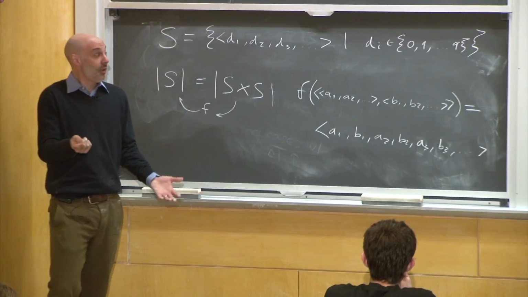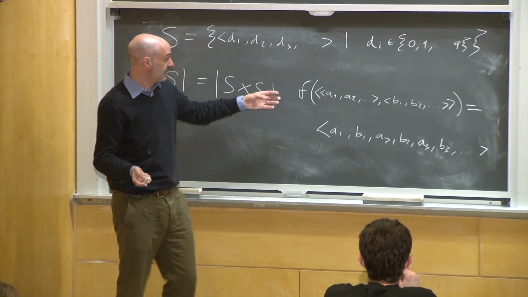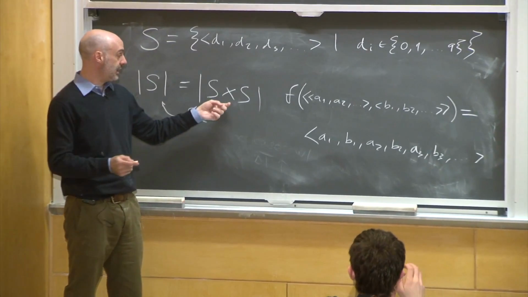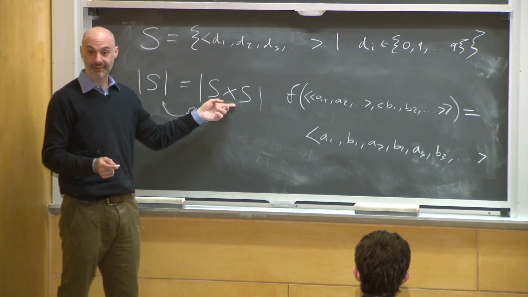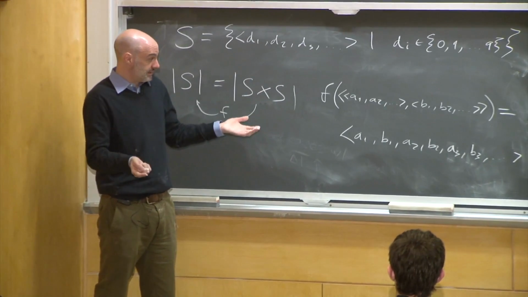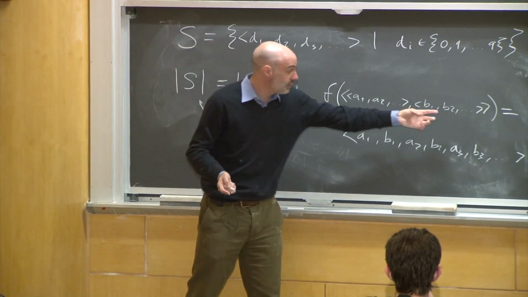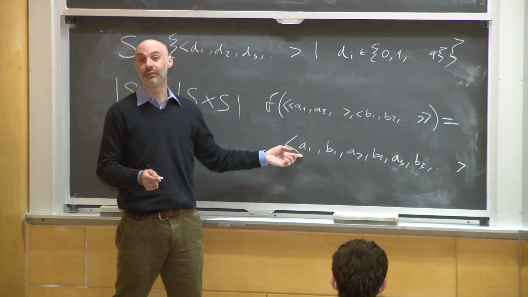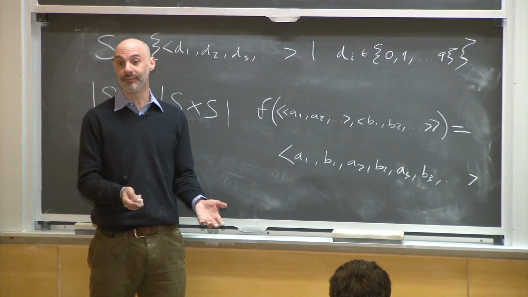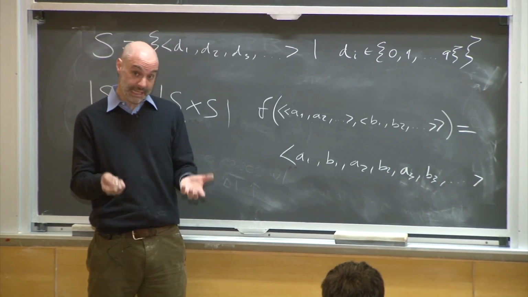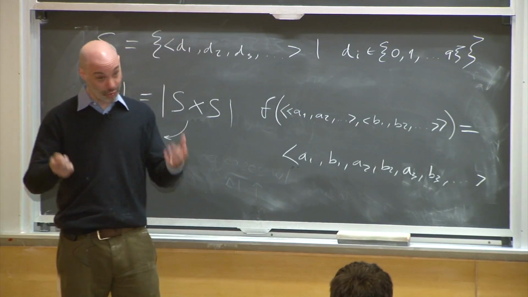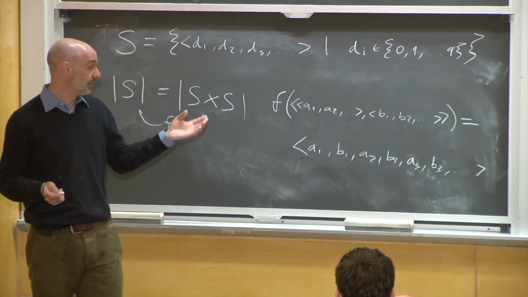So now let's check that it works. To check that it works, we need to see first that this function is defined for every element of S cross S. And of course it is, because whatever two sequences you're given, the result of alternating those sequences is going to be well defined. It's also unique. If you're given two sequences, there's only one sequence that can result from alternating.